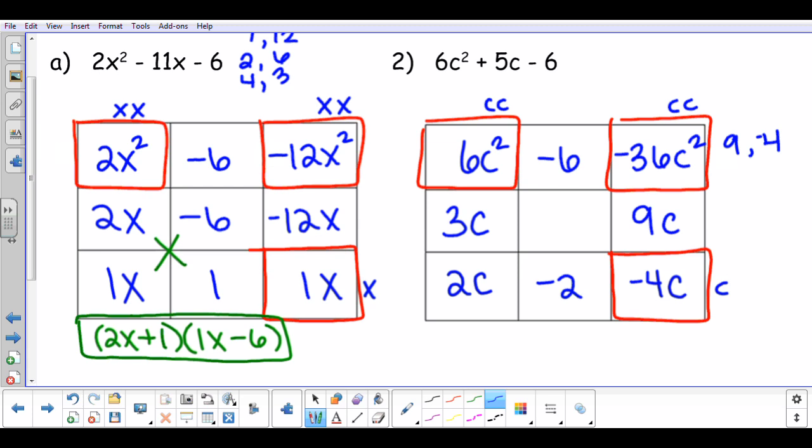And then I'm going to do negative 2 times what would give me a negative 6, or I can look at it as 3c times what would give me 9. In both cases, I need that number to be a positive 3. I can crisscross for my answer, so I'm going to have 3c subtract 2 and 2c plus 3.